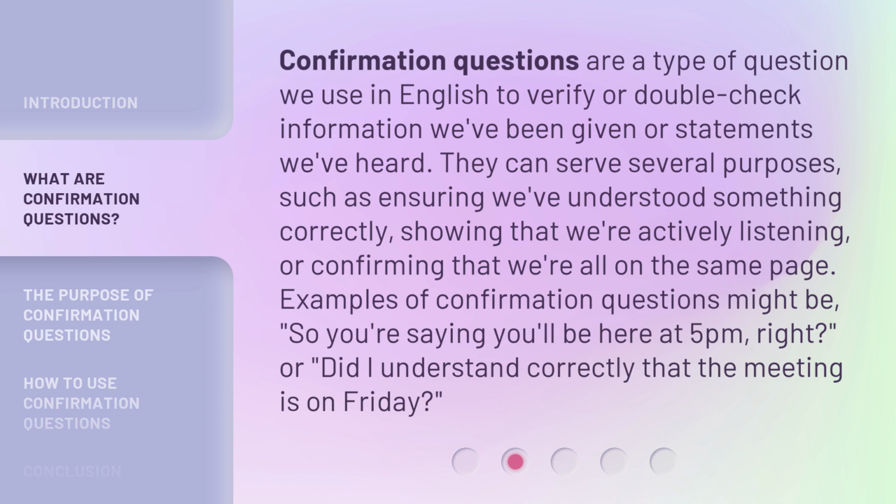Confirmation questions are a type of question we use in English to verify or double-check information we've been given or statements we've heard. They can serve several purposes, such as ensuring we've understood something correctly, showing that we're actively listening, or confirming that we're all on the same page. Examples of confirmation questions might be, "So you're saying you'll be here at 5 p.m., right?" Or, "Did I understand correctly that the meeting is on Friday?"